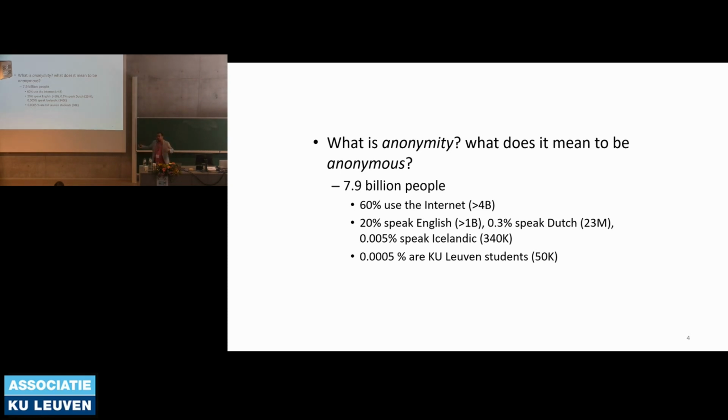So there are so many ways to narrow down, just based on the information that you are accessing the internet from KU Leuven campus, probably using a browser where the default language is Dutch or Icelandic. Just based on that information, it's so easy to narrow down.